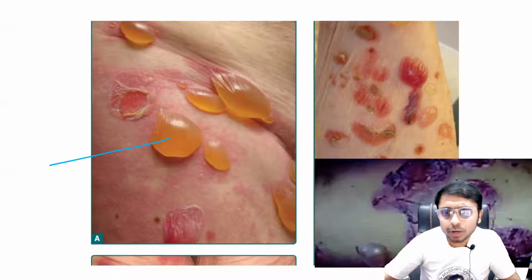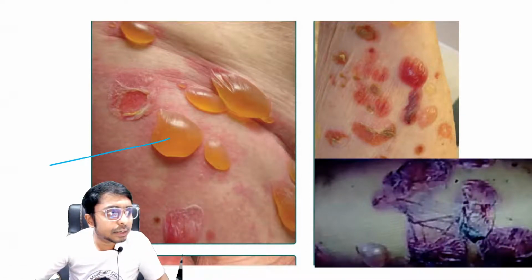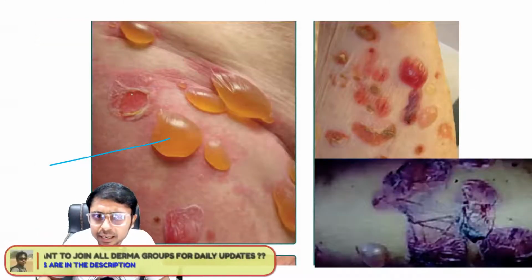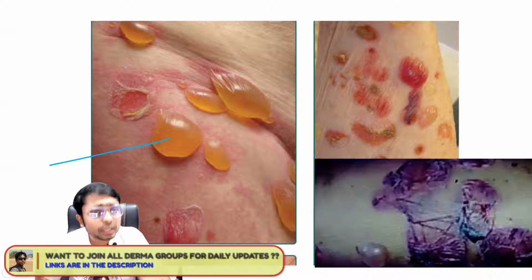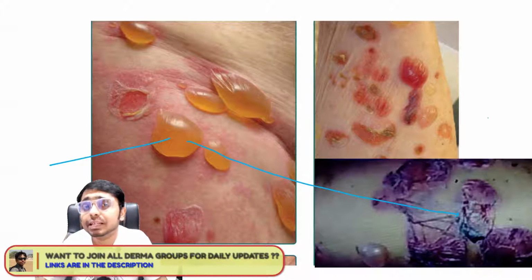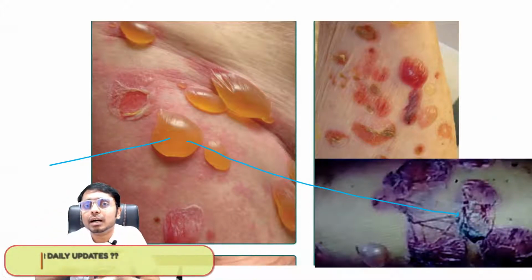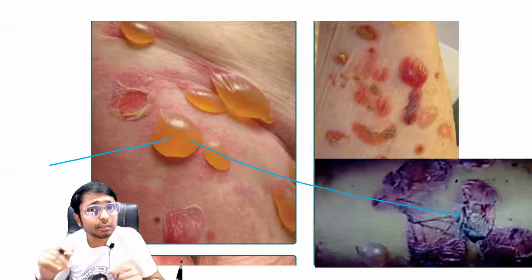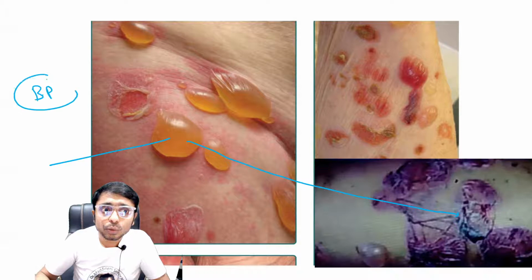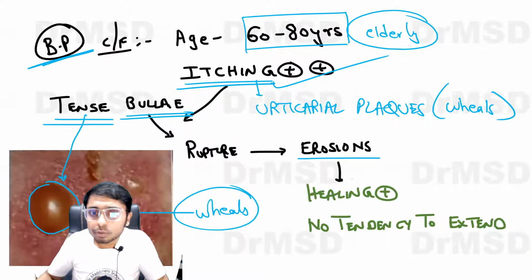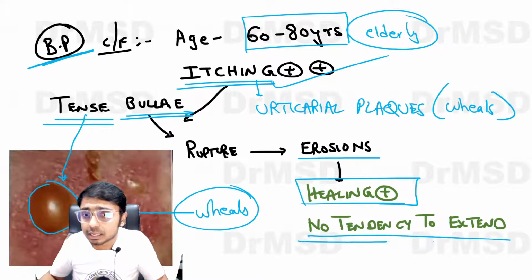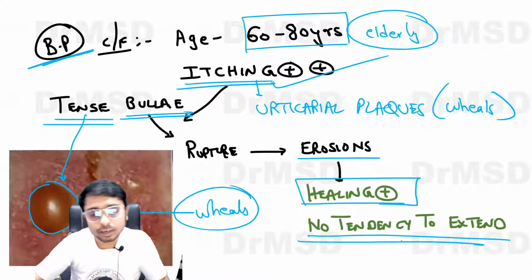And one more peculiar feature about bullous pemphigoid is that once these bullae rupture, they don't extend onto the normal skin. The bulla will just settle down, and it will heal on its own. So that will be the progression of these lesions. The bullous pemphigoid lesions are not going to extend onto the normal skin, so they will form erosions and they will very easily heal, and there will not be any tendency to extend onto the surrounding normal looking skin. Very, very important.